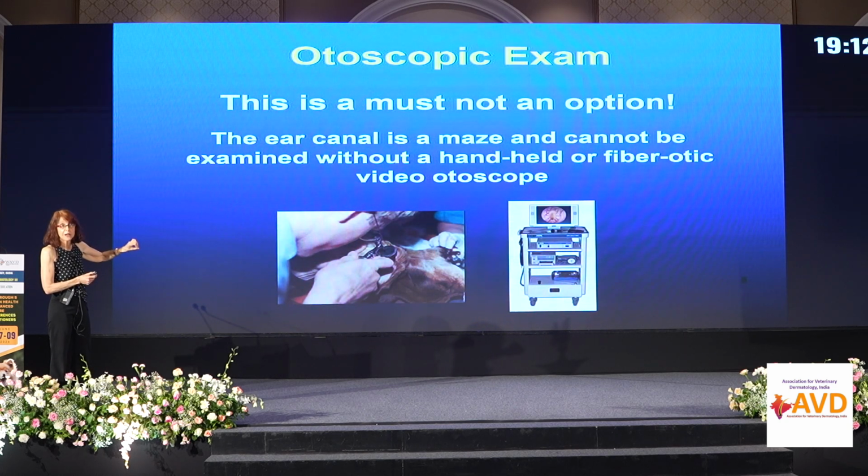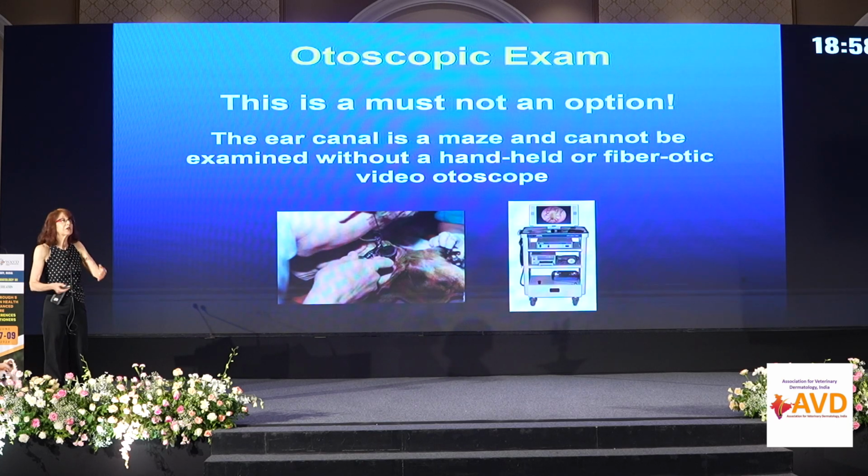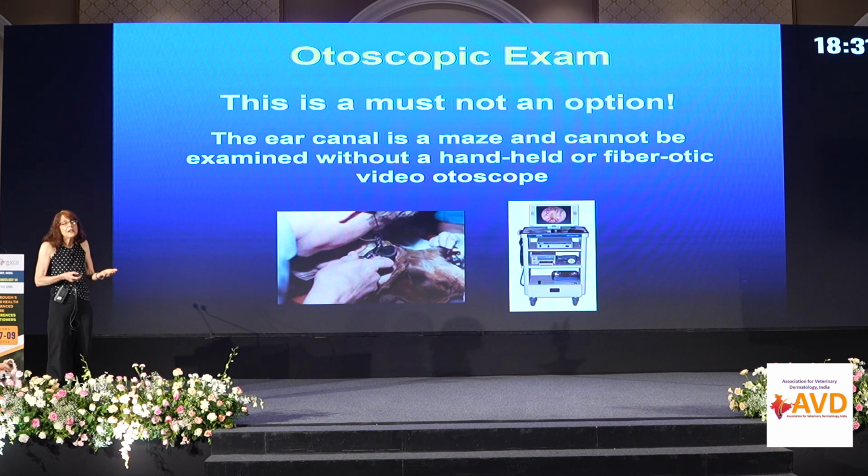And again, otoscopic exam. This is a must. You cannot evaluate the ear canal without looking with an otoscopic exam. Okay, so you can have the handheld otoscope. I had that for many, many years, and just a few years ago, maybe 10, 15 years ago, we acquired a fiber optic otoscope, which is much better. You have a much better visualization of the canal. And it has a system to flush the canal, so you can do deep ear cleaning. But it is expensive.